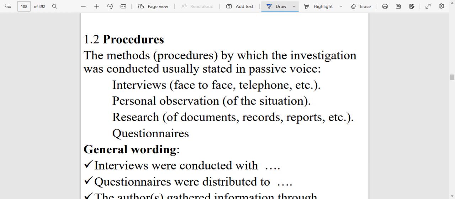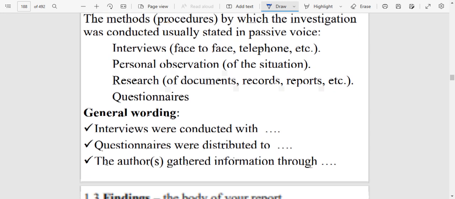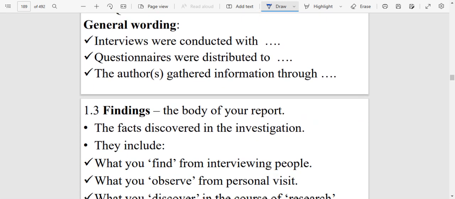So you are trying to conduct this research. Maybe you are doing an interview, or maybe you just saw a situation, or maybe you did research, or maybe you just asked questions, that were questionnaires. So those are procedures.